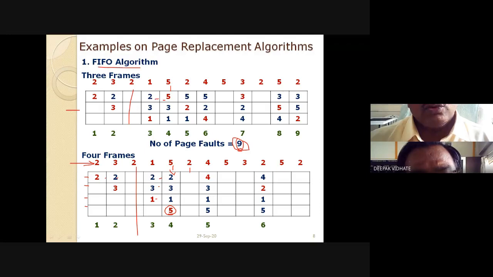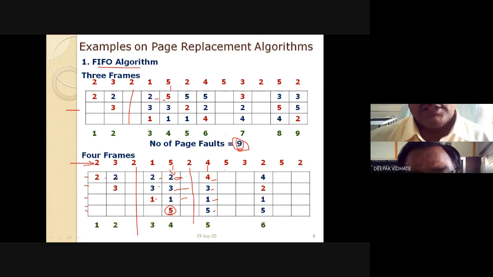Then 2, there is no question about the page fault because 2 is there. Now for 4, yes, a page fault occurs, and for 4 we must decide which is to be replaced. Out of 2, 3, 1, 5, which page was brought first inside the memory? Page number 2. That's why page number 2 is replaced by 4, and the remaining are as it is: 3, 1, 5. So the logic is same, but only one more frame is added, that is nothing but the fourth frame.